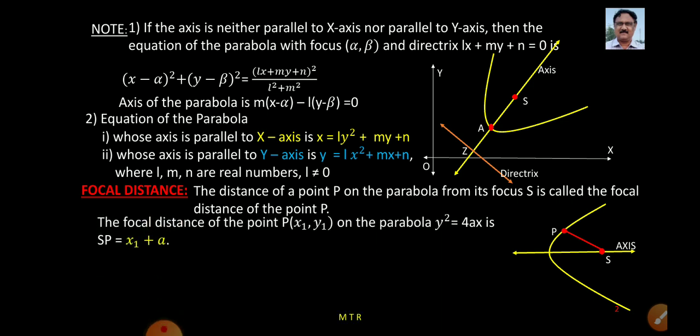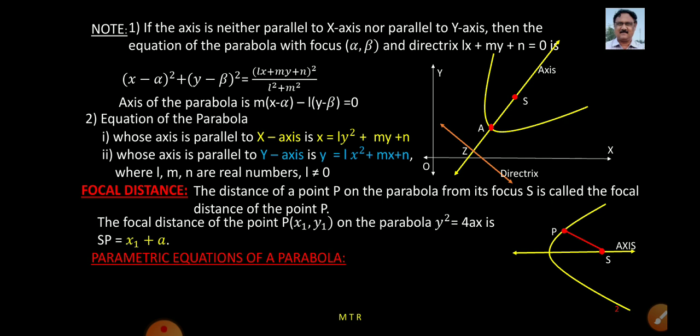So the focal distance of P(x1, y1) on the parabola y² = 4ax is simply SP. In our proof of the standard form of the parabola equation, SP = PM, and PM is x1 + a. So here PM is nothing but SP. So SP is the focal distance of the point P(x1, y1). So the focal distance of the point P(x1, y1) on the parabola is x1 + a. This formula is useful for a 2 marks problem in our IPE.